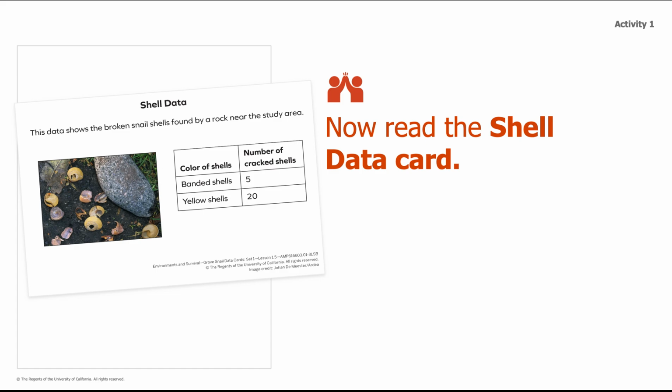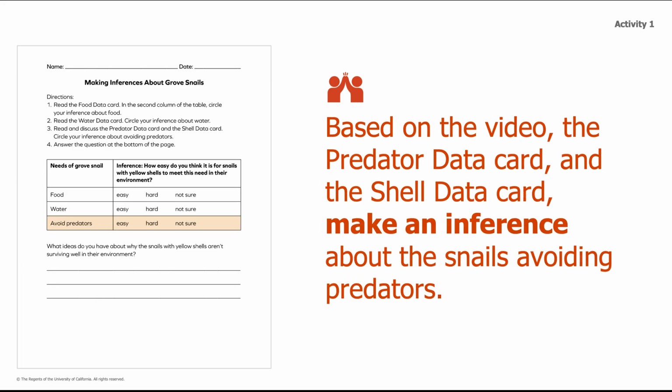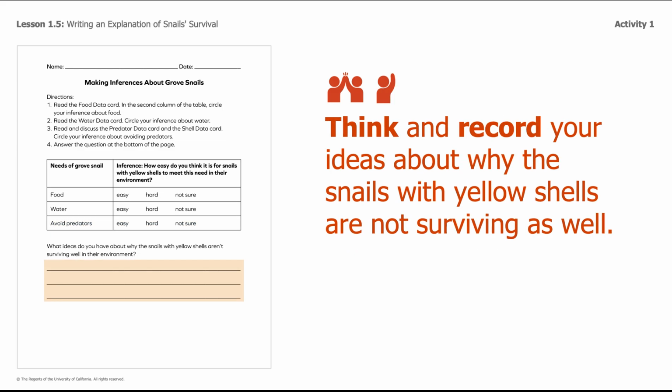What do you think these numbers mean? What do you think the 5 and the 20 mean in regards to the snail's abilities to avoid predators? Based on the video, the predator data card and the shell data card, make an inference about the snails avoiding predators. Think and record your ideas about why the snails with yellow shells are not surviving well.